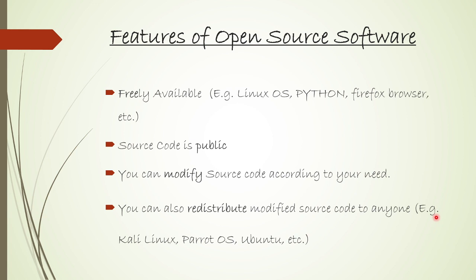And there are several distributions of the Linux OS. Like you should have heard the names of Kali Linux, Parrot OS, Ubuntu, etc. What are these? All of them are distributions of Linux OS, modified Linux OS. Like Kali Linux and Parrot OS both are for what? They are for hacking, ethical hacking. So they have predefined tools for ethical hacking installed in them. So that's what we have modified in them.